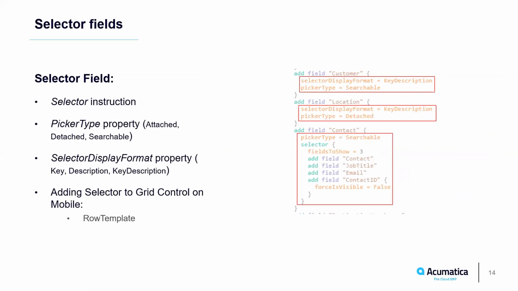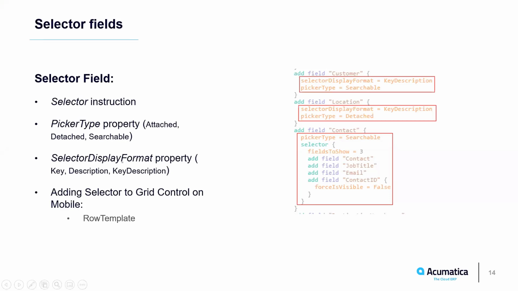All right, and talking about selector fields, it is good to mention that the selector field on the mobile application also has a couple of rendering options. These can be specified by using the picker type property. You can use the attached option to display your selector as a pop-up dialog box on the mobile application, or you can also use the detached option that will open the selector in a separate screen. We also have the searchable option that enables searching values on your selector, and this one also uses a separate screen for that.